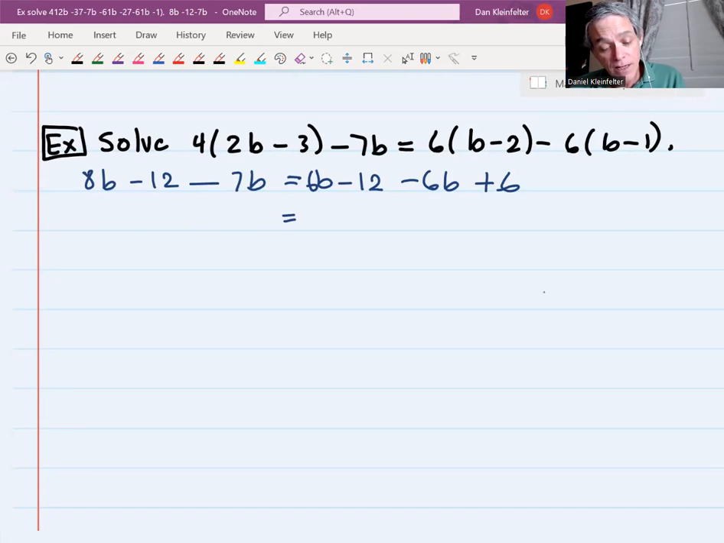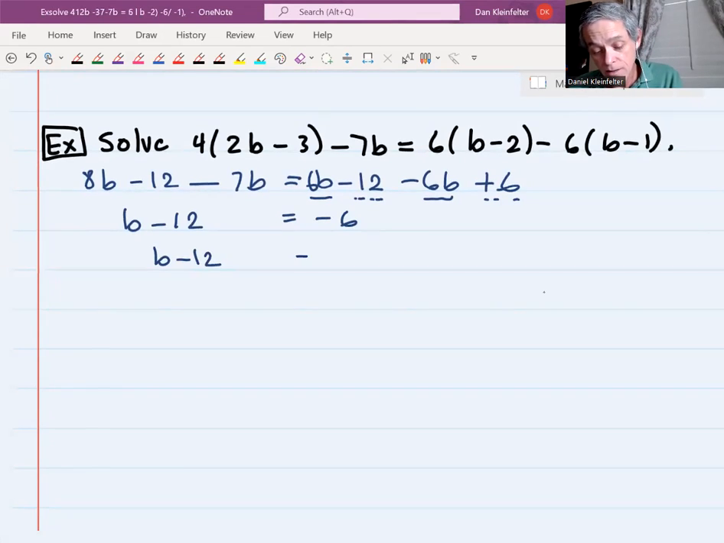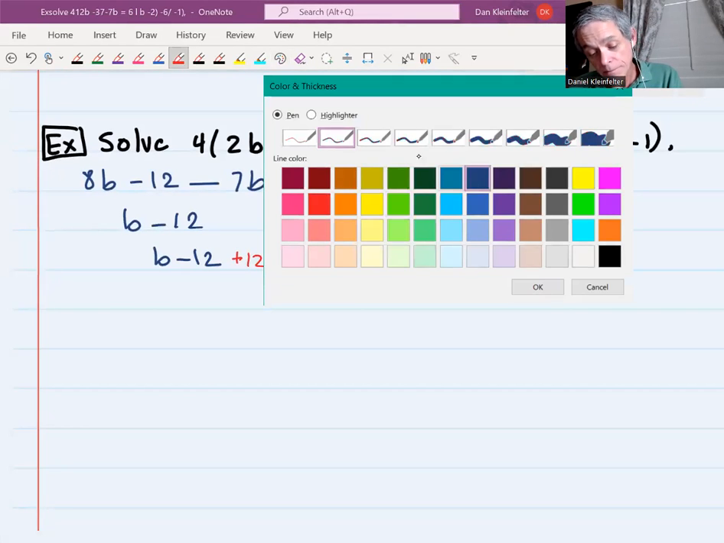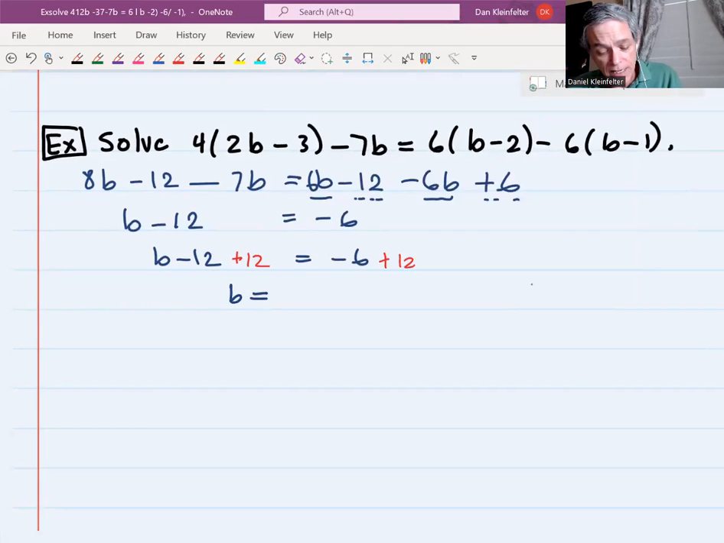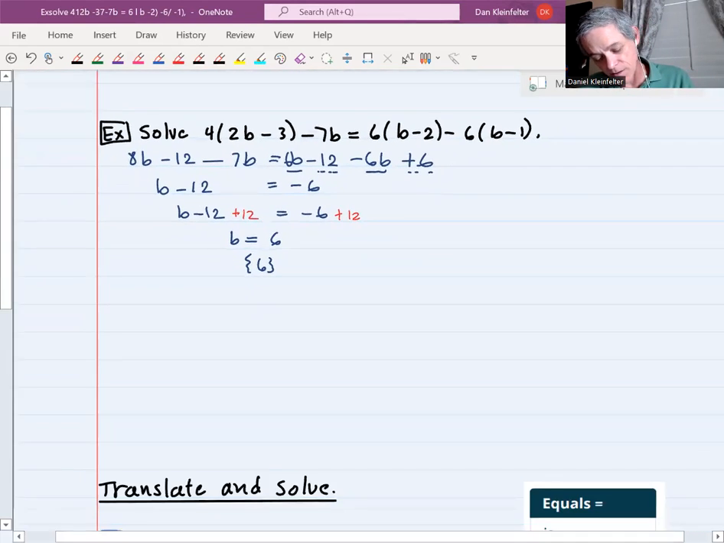8b minus 7b is a single b. We'll have minus 12. And then on the right side, I can see there's a 6b and a minus 6b, so there's really no b's there. And then negative 12 plus 6 will be minus 6. We have b minus 12 is negative 6. And then we're going to add 12 to both sides. Okay, so then doing that, we'll be left with b is just 6. So our solution after all that is just 6. All right, so that's pretty exciting when you get one of those done.